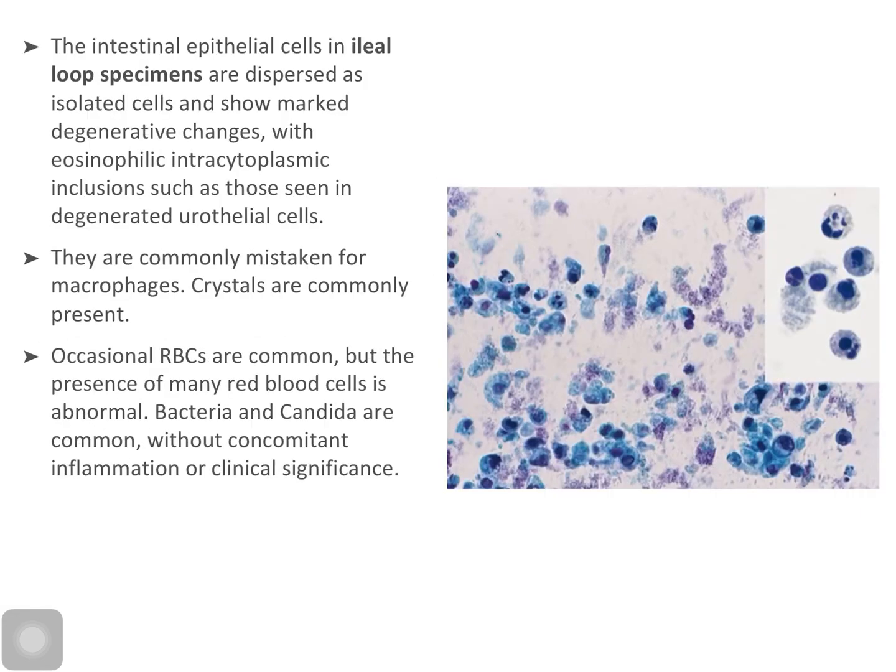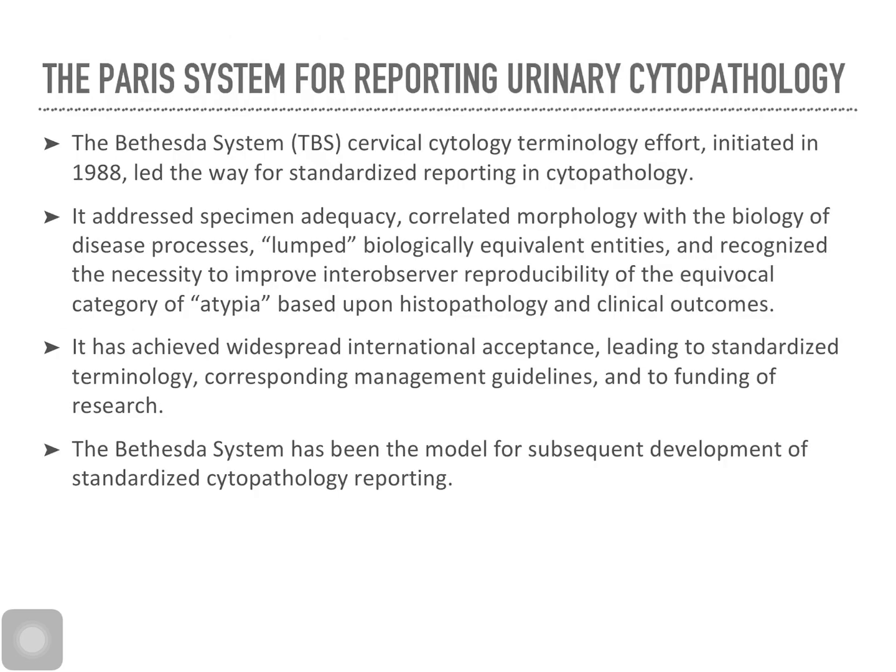The intestinal epithelial cells in an ileal loop specimen are dispersed as isolated cells and show marked degenerative changes with eosinophilic intracytoplasmic inclusions. Here we can see inclusions such as those seen in the degenerated urothelial cells. They are commonly mistaken for macrophages. Crystals can also be seen in this kind of specimen. Occasional RBCs, red blood cells, are commonly seen, but the presence of many red blood cells is abnormal. Bacteria and Candida are common without concomitant inflammation or clinical significance.